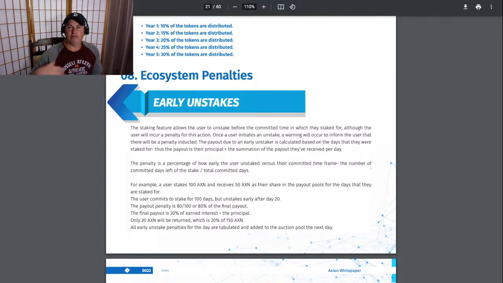Ecosystem penalties. Obviously, if you're going to make a staking commitment for a long period of time, people want you to be committed, because that's really what you get, all those rewards for being a committed staker. And when you stake, that burns the tokens, and so the tokens are out of the market, and that helps support higher prices over time.